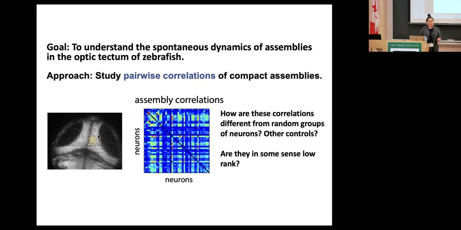The way we're going to do that is by looking at the pairwise correlations of the neural activity for each of these compact assemblies. And some questions we have are, how are these correlations between these assembly neurons different from just random neurons we would pick in the brain? What about other controls? Is there some sense that this activity is low rank? So this is what we're going to be looking at.